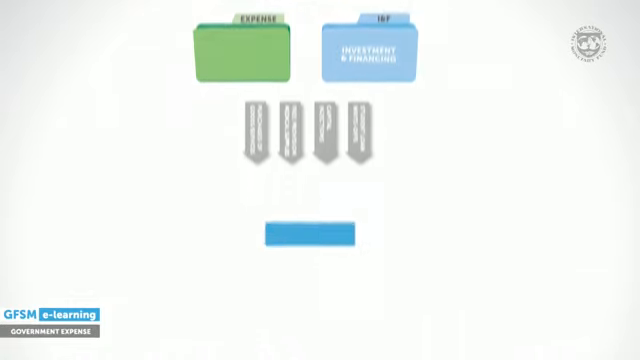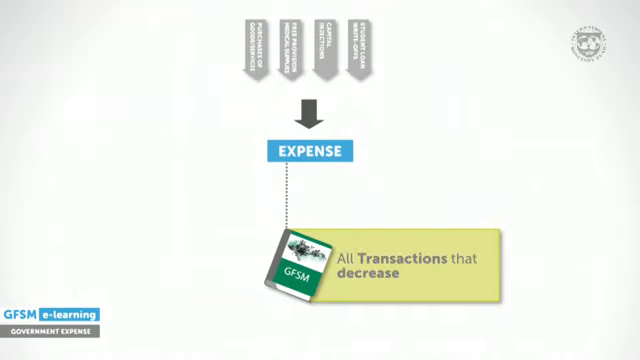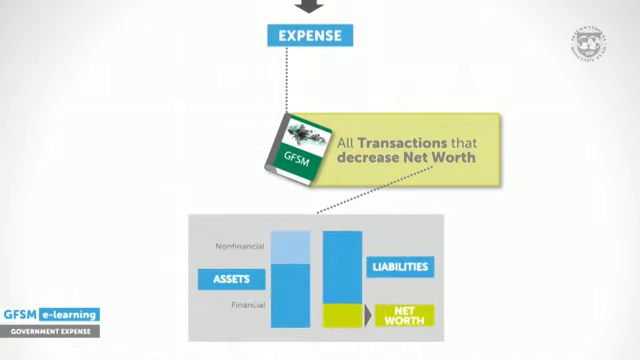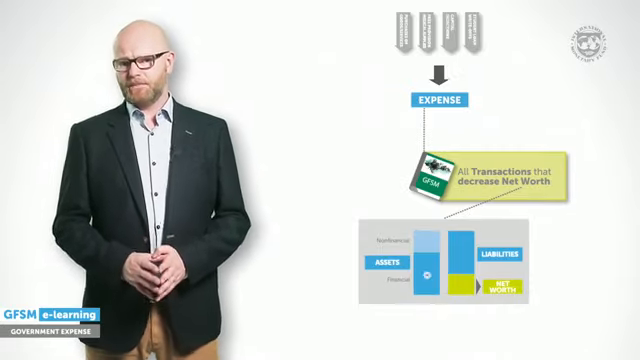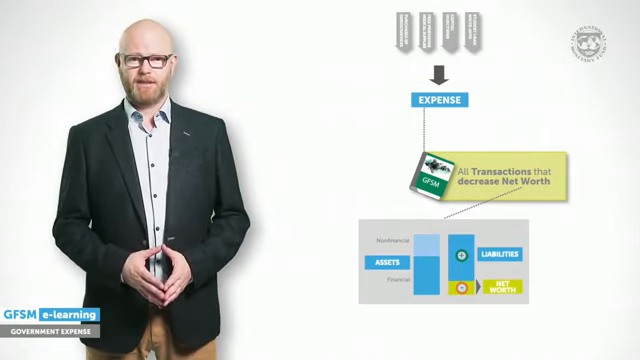The GFSM definition of government expense will help. Expense refers to transactions that lead to decreases of net worth. Net worth is equal to total assets minus total liabilities. Financing or investment do not affect net worth. This means expense reduces the value of government's assets or adds to the value of liabilities.